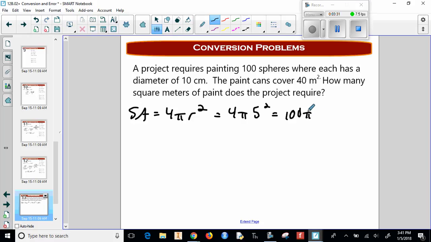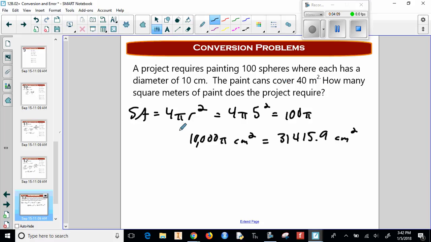Now that's just one. If we're going to do 100 of those, we have to throw in a couple more zeros. So now I have 10,000 pi centimeters squared for this project. I should probably multiply that out to be 31,415.926 and so on centimeters squared. Now, this is 40 square meters.